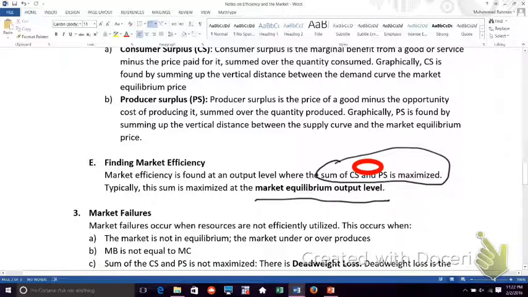So the market being in equilibrium and the sum of the consumer surplus and the producer surplus being maximum are identical concepts. So just to summarize, in our market the economy will be efficient where the market is in equilibrium. End of the story.